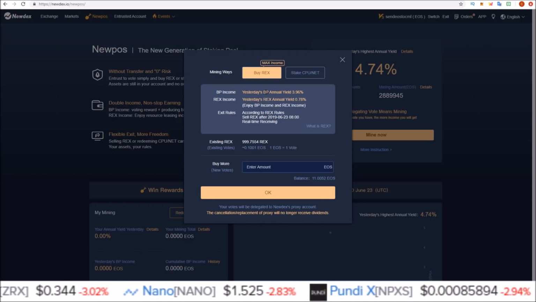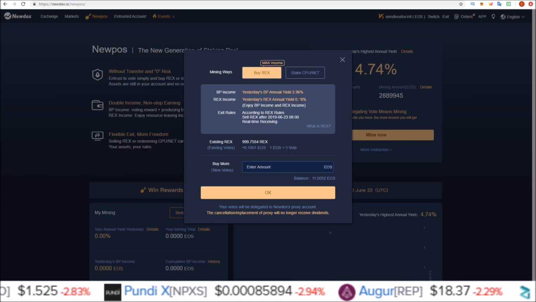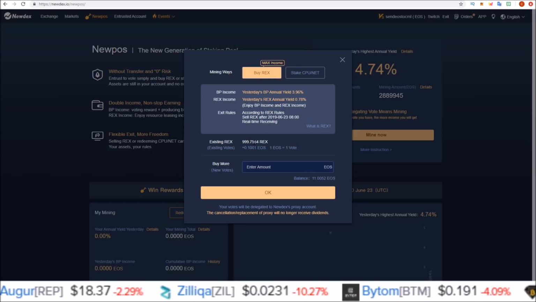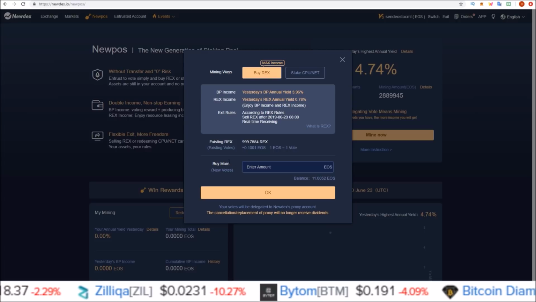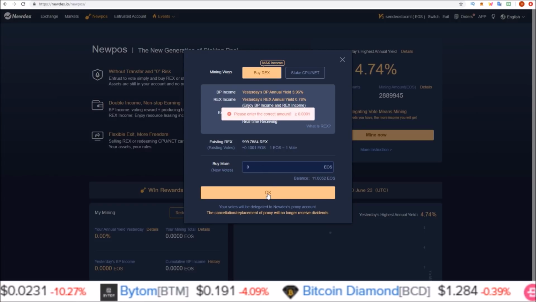BP income, yesterday's BP annual yield 3.96. Yesterday's Rex annual yield 0.78. And then this is the existing Rex I have in this account. 1 EOS equals 1 vote. Buy more, enter amount here. Okay, let's just hit OK and see what happens.